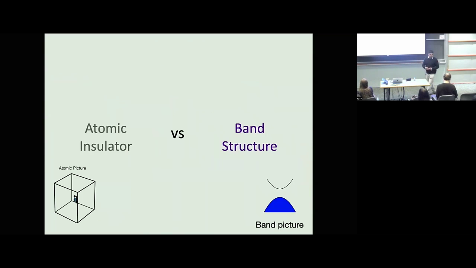Okay, so let me take a step back, and before we start talking about crystals, I'll remind you about this very simple picture of insulators. So you're thinking of a periodic crystal. You have an insulator, and there are two opposite ways of thinking about it, two dual perspectives. One is this atomic picture, where you have electrons localized at certain sites, and that gives you an insulator.